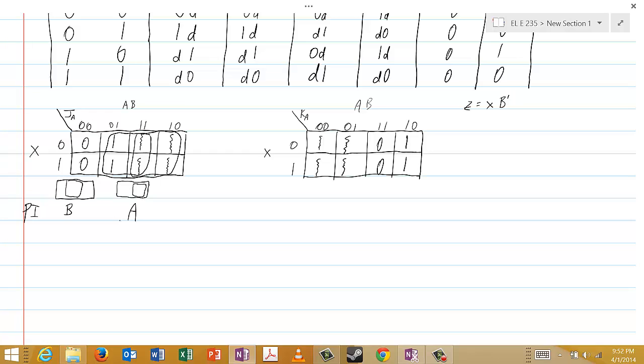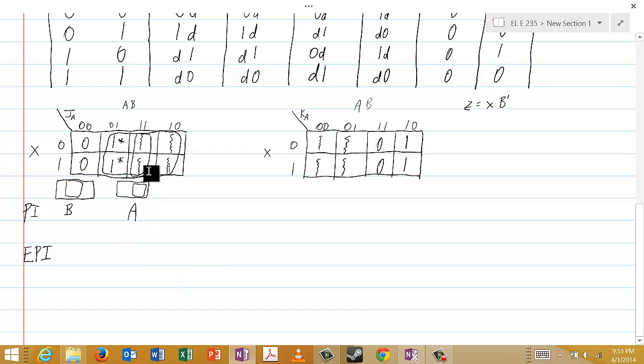And when we look at rectangular groupings of 2 one-cells, there are no rectangular groupings of 2 one-cells that aren't completely contained within one of the prime implicants we've already identified, and likewise for rectangular groupings of 1 one-cell. So these 2 prime implicants are the only prime implicants we have in this case. Now let's look for essential prime implicants. Well, remember that in order to find essential prime implicants, the first step is to find essential one-cells, and this one-cell is essential, and this one-cell is essential.